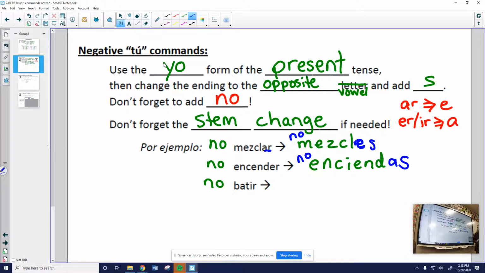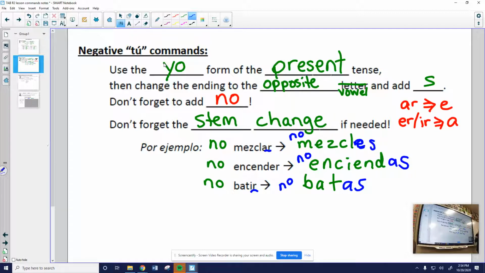Finalmente, but here it's an IR verb. The yo form is bato, because it's a regular IR verb. Quitamos la O. We're talking about an IR verb, so the opposite ending is going to be an A. We add an S because we're talking about the tú form. And of course, we need the word no in front because these are negative tú verbs. No batas. Don't beat the eggs too much. They'll get rubbery. ¿Está bien?